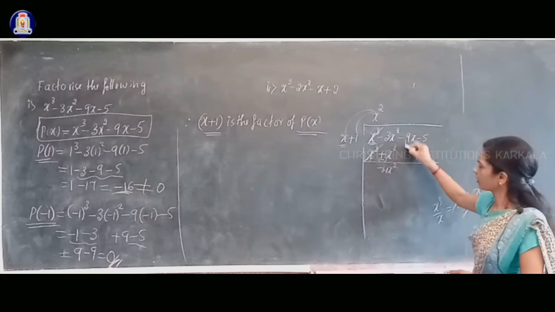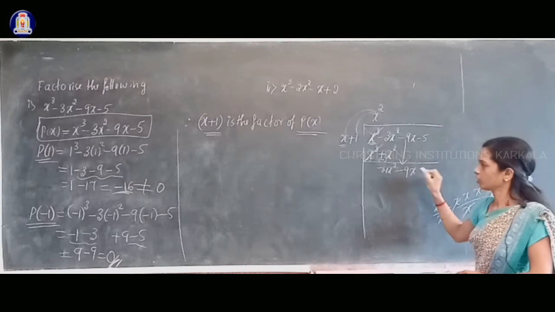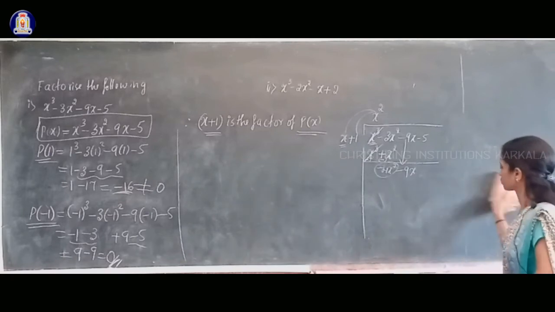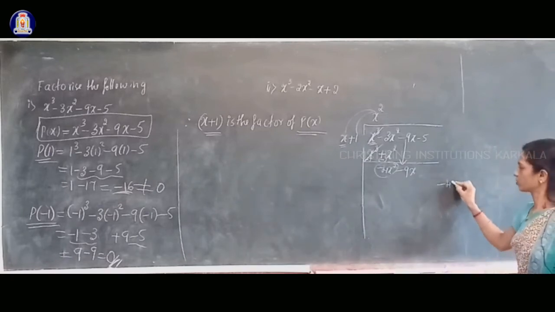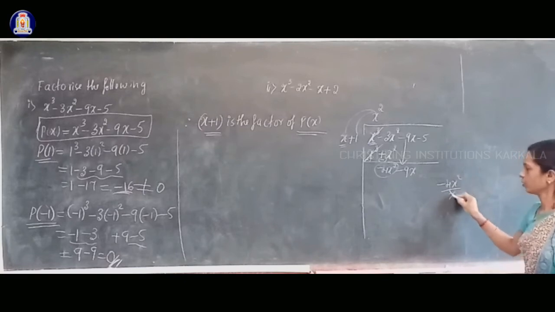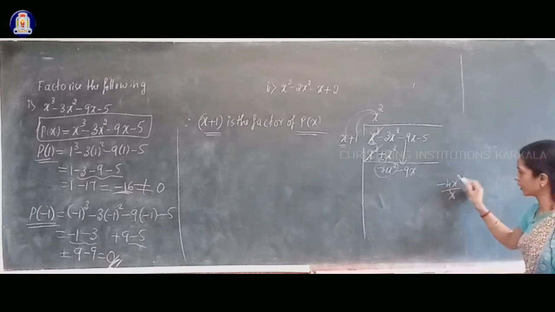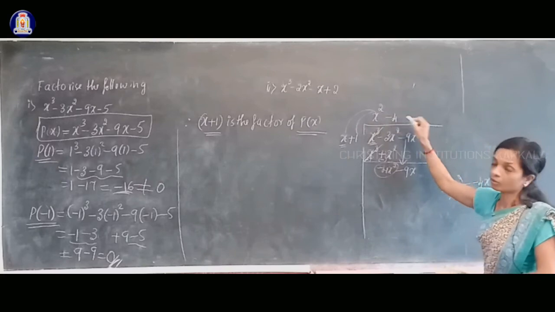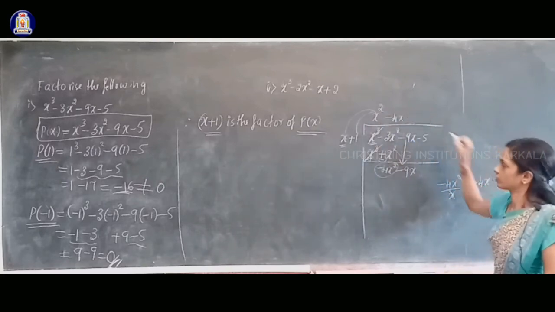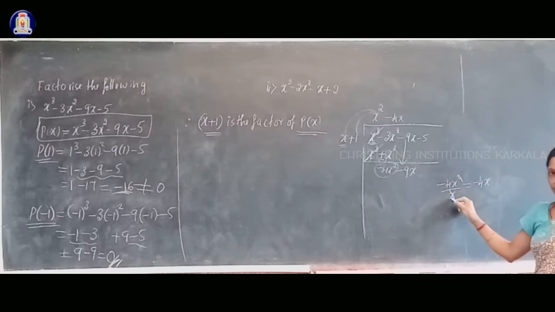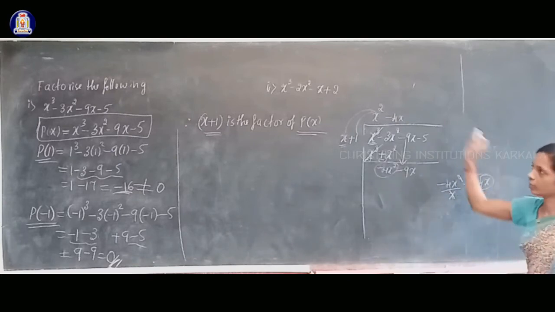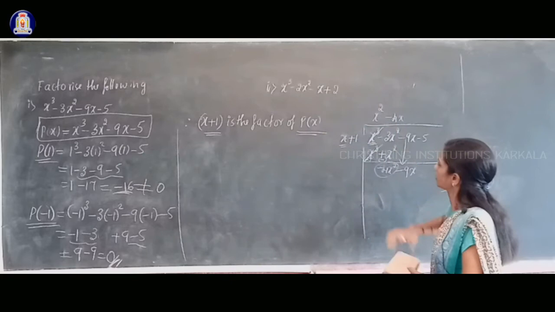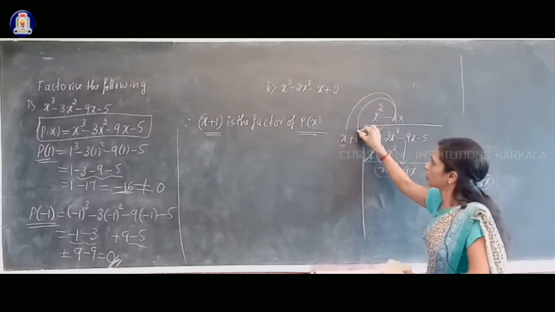Then you bring the next term down, minus 9x. Now inside, which is the first term? Minus 4x square. You have to divide that by the outside first term x. Minus 4x square, divide by x: x square means x into x, one x cancels. So we are left with minus 4x, which you write in the quotient place. That is the next term of the quotient. Now you have to multiply minus 4x with the x and minus 4x with the 1.